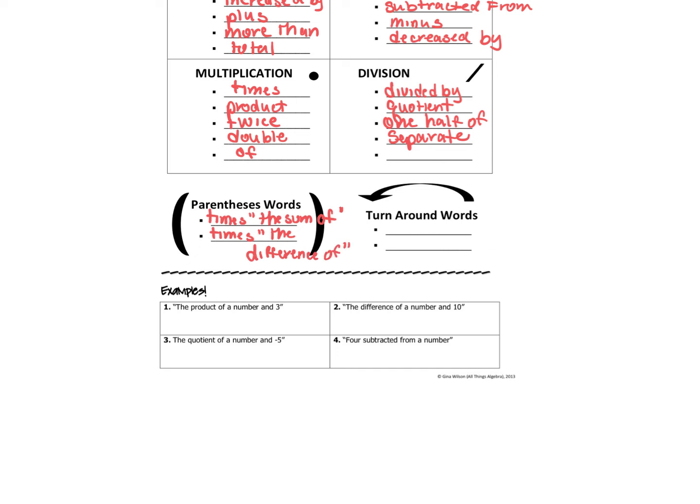And then turnaround words are less than and subtracted from. And what these words mean are when you see something like 7 less than K, that means you're going to turn this around. You're going to put K in front minus 7. So that's going to be backwards, K minus 7.